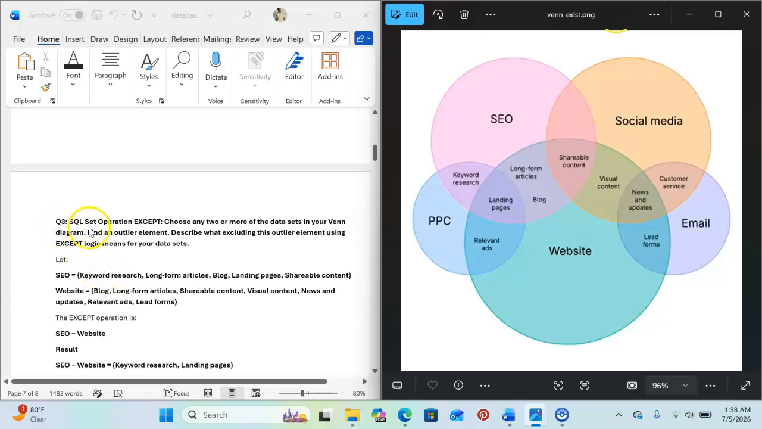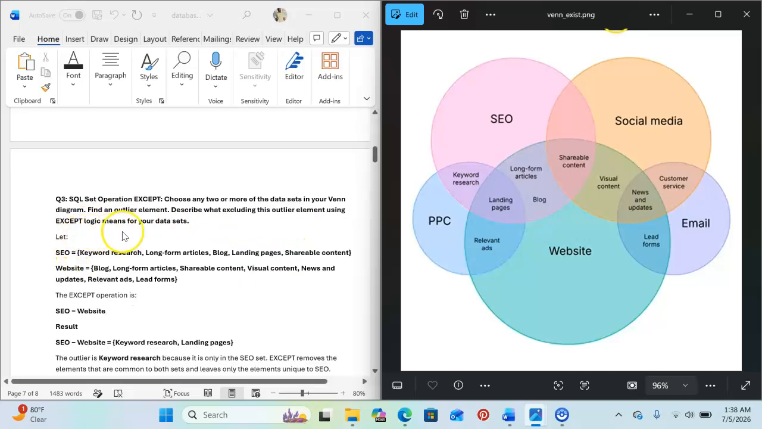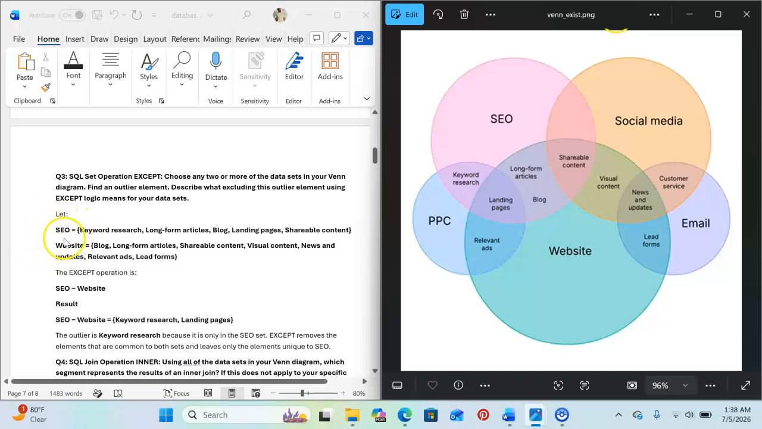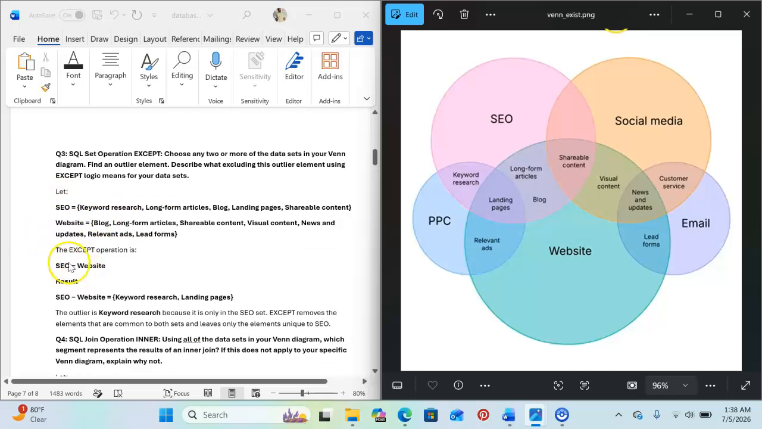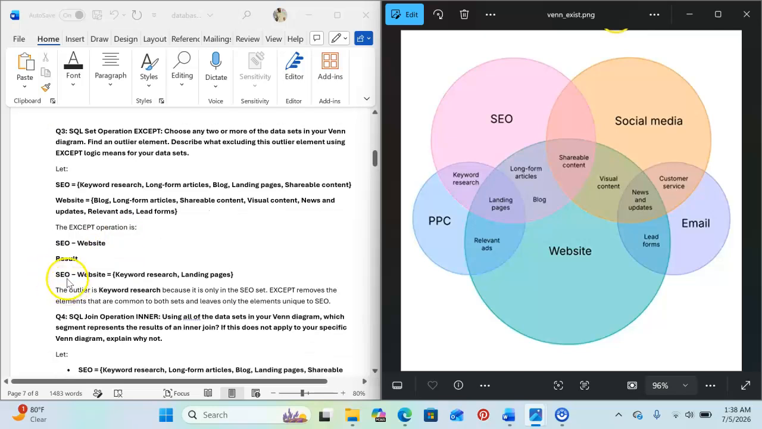And we go to question 3. SQL set operation: except. Choose any two or more of the datasets in your Venn diagram. Find an outlier element. Describe what excluding this outlier element, except logic, means for your dataset. So we have the datasets SEO and website and their members, and the except operation here provides a result of keyword research and landing pages. We are looking for all members which are in SEO but not in website, and we find that keyword research and landing pages are the only members which are in SEO but not in website.